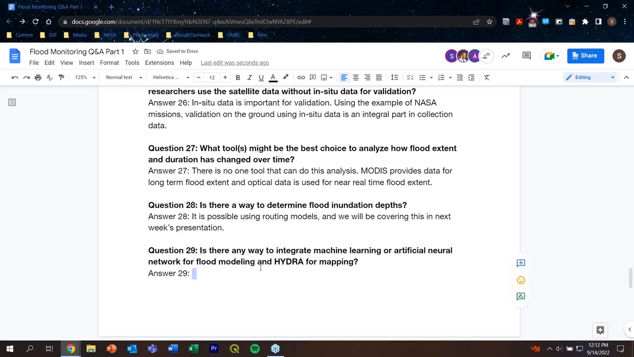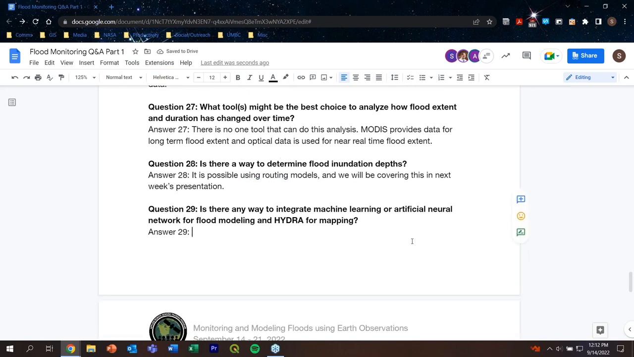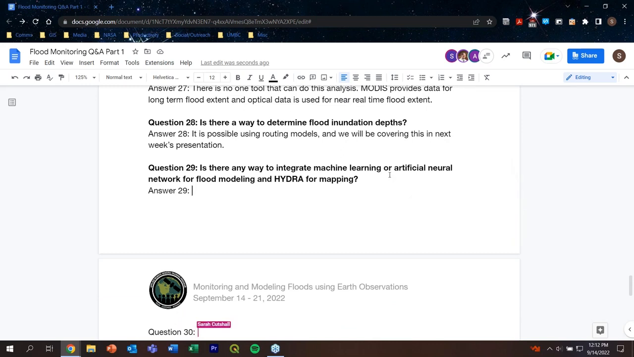Is there any way to integrate machine learning or artificial neural network flood modeling and HydroFloods for mapping? It is certainly possible. It's a research question. We're not doing it, but it's certainly possible that you have multiple data sets and algorithms, and you can combine it with machine learning.